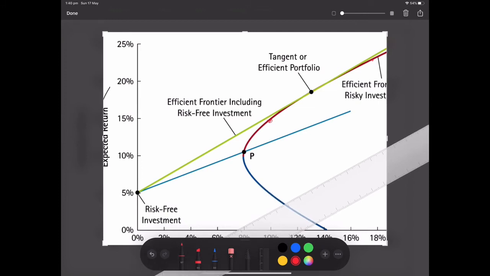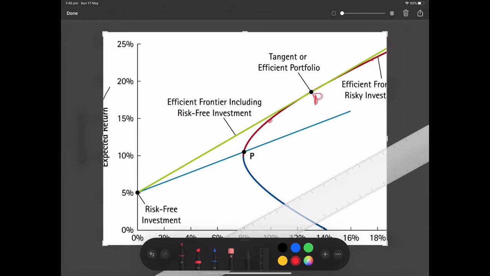It's a line that will combine the risk-free investment and a particular portfolio P here, such that it's just touching the previous efficient frontier, but is everywhere better than my efficient frontier. But remember, you have to touch it.